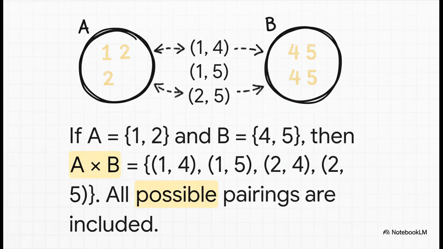It's really systematic. We take the 1 from set A and pair it up with everything in set B. Then we take the 2 from set A and do the exact same thing. The result is this complete map of every possible link between the two sets.